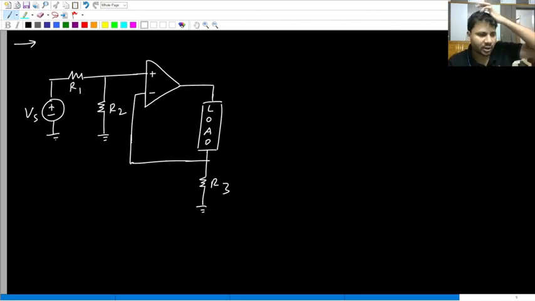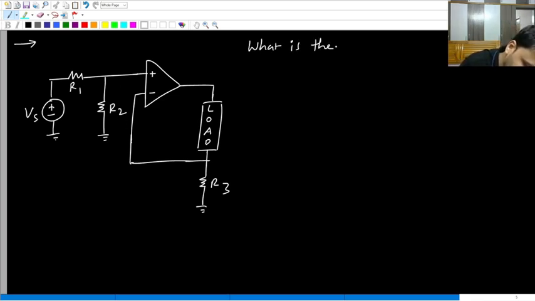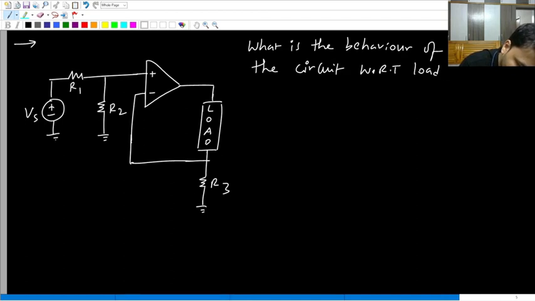So this is a given circuit, and here we have the load. I'm not saying what type of element or what is the nature of the load. Okay, it is some load. Okay, the question is what is the behavior of the circuit with respect to the load.